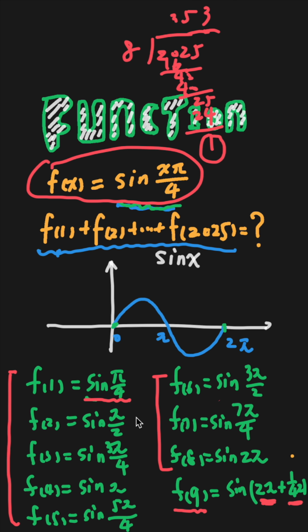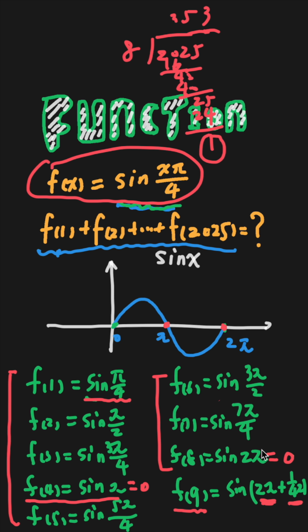We forgot to do one step. We have to find out the sum of the first eight elements, because that's going to be the same for each repeating pattern, right? So let's just find out some special numbers over here. F4, sine pi, which is 0. So this thing is 0 over here. And F8, that's 2 pi, is also 0.